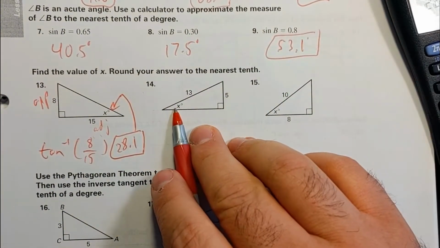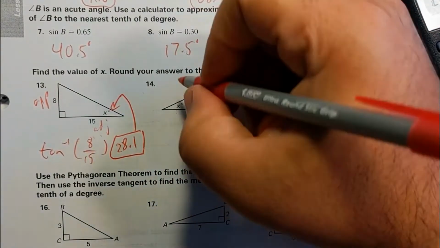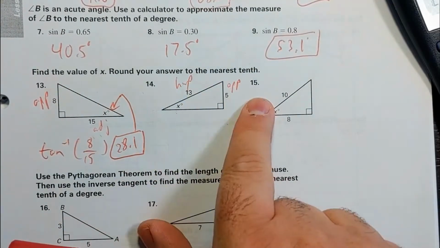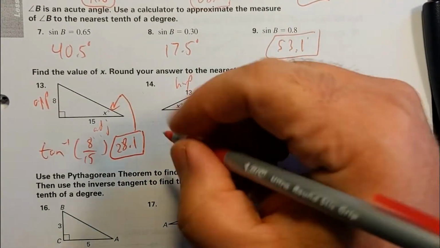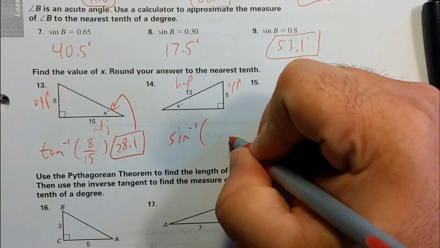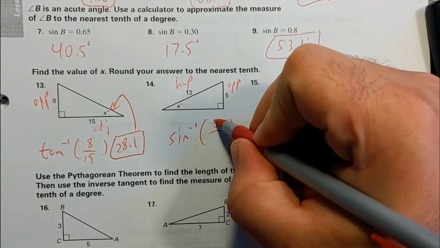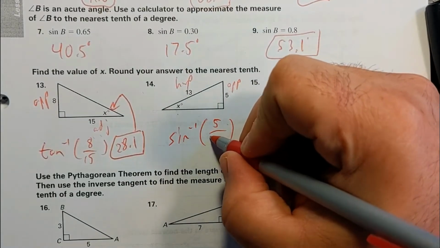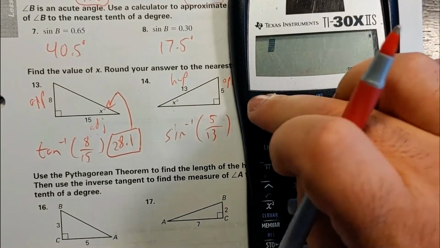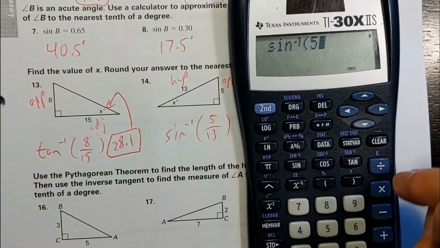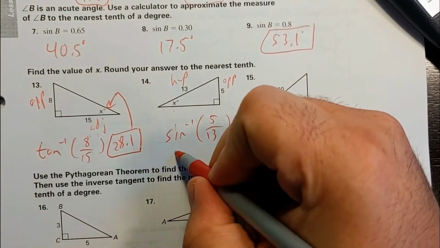Next one, same thing. So from this angle, 5 is your opposite, and 13 is your hypotenuse. Opposite and hypotenuse is supposed to be sine. So we're going to go inverse sine. And then sine has opposite on top, so 5 goes on top, hypotenuse on the bottom, 13 goes down to the bottom. And then in the calculator, you're going to go second sine, 5 divided by 13. You get 22.6.